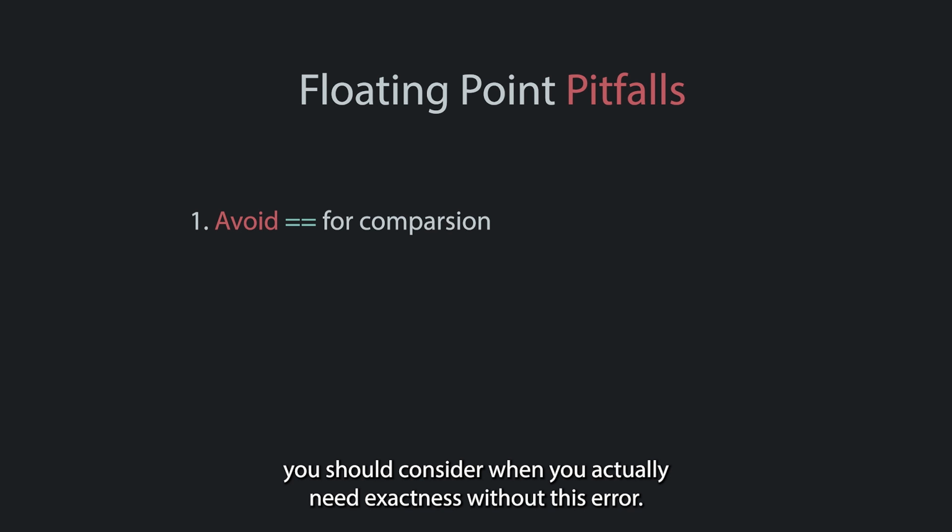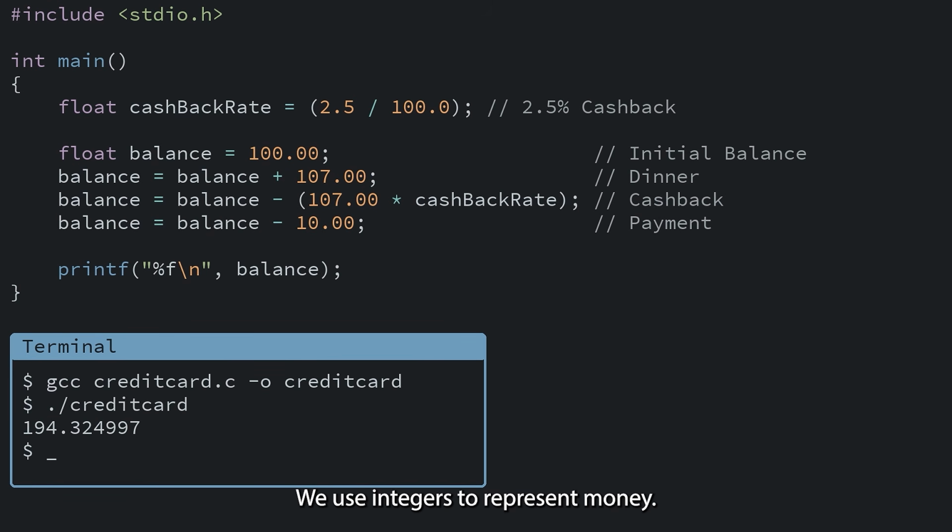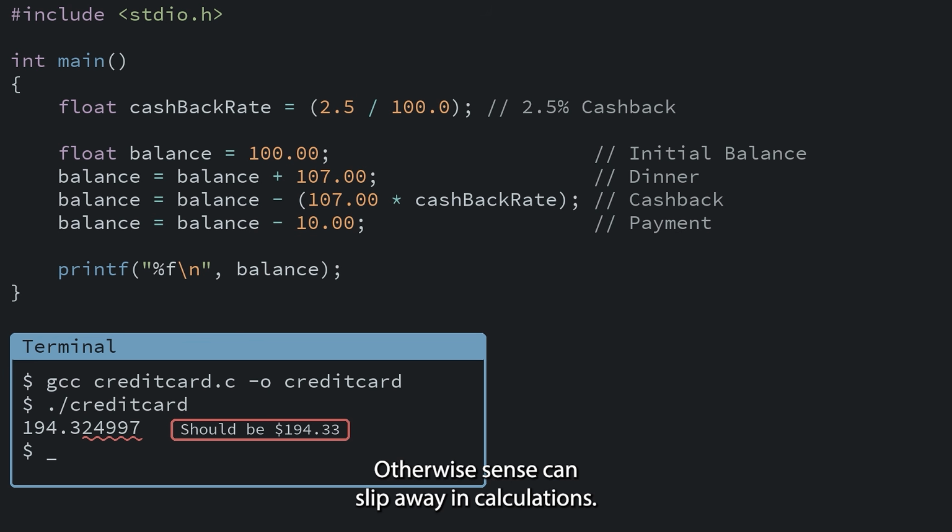Second, you should consider when you actually need exactness without this error. For things that do, you should still use integers. We use integers to represent money. Otherwise, cents can slip away in calculations.